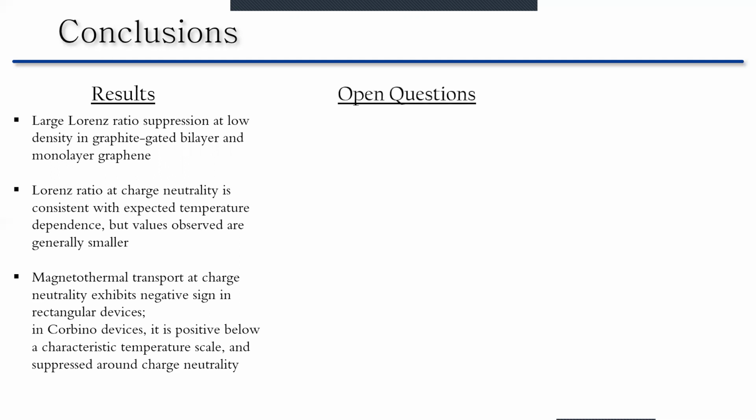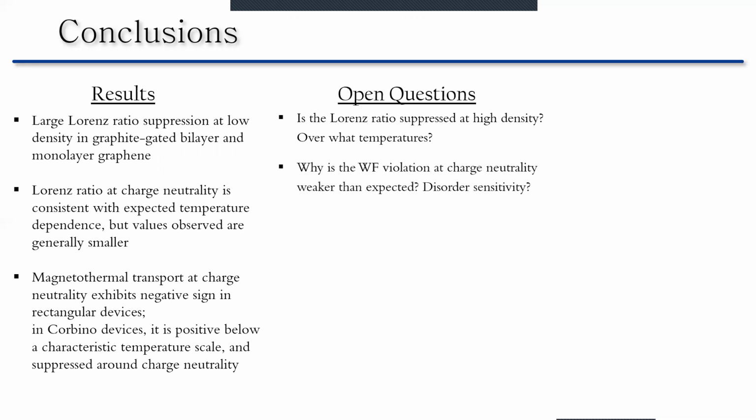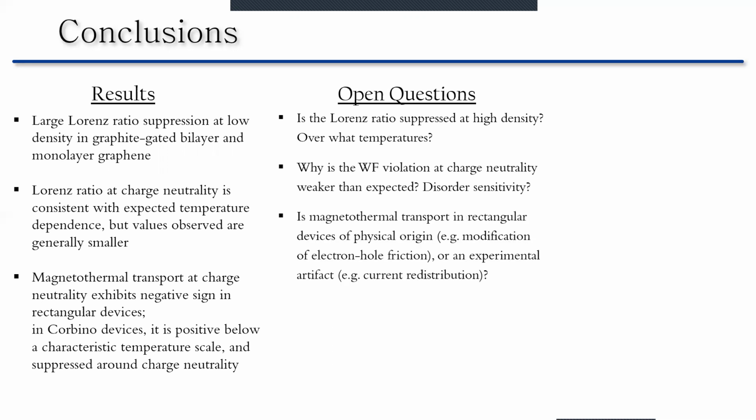There are a lot of open questions that we have. So I just want to leave these here to hope to get the brain juices flowing, right? So what happens at high density? That's a question that we can't answer yet, or that we'll be able to do in the future. So why is the Wiedemann-Franz violation weaker than expected? Is that just because there's disorder, or is there something else, like a difference in the electron-electron and the electron-hole scattering rates, for instance, because of screening or some other effect?